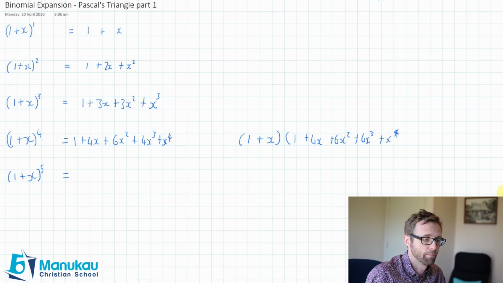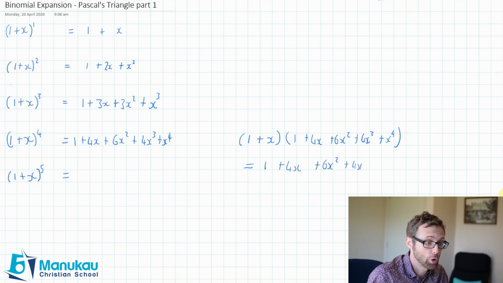Alright, x to the power of 4. Put a bracket here. And again, as before, my first line is just going to be a repeat because I'm timesing by 1. So 1 plus 4x plus 6x squared plus 4x cubed plus x to the power of 4.